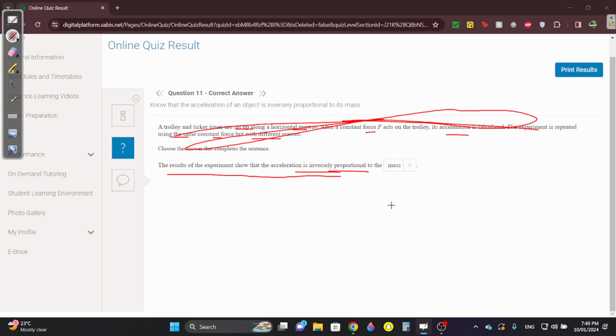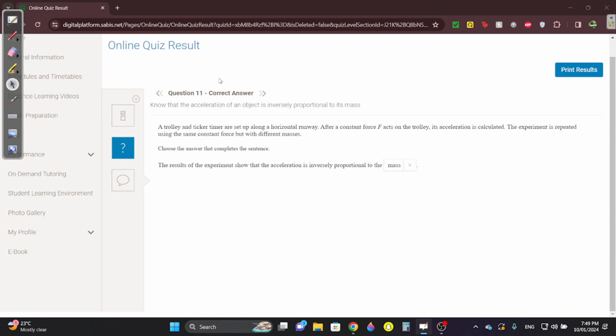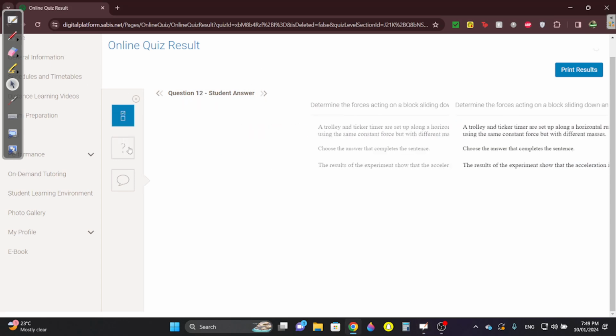Whenever we say inversely proportional, one way to show it, on a graph or on paper, is to solve for acceleration. Solve for A. We have F equals MA, so A would be F over M. Inversely proportional means the thing that's down in the denominator. Acceleration is inversely proportional to M because M is in the denominator. So mass and acceleration are inversely proportional.